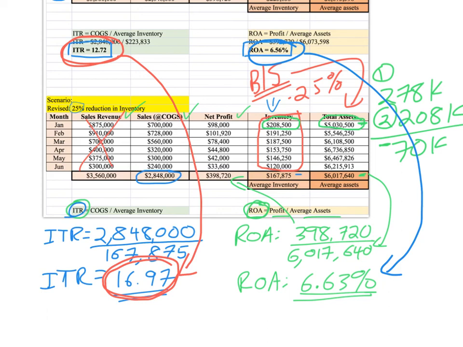Okay, hopefully that helps to clarify. But just remember, it is important that we understand the impact to the financial statements and how changes in any of those balance sheet or income statement lines affect the ratios.